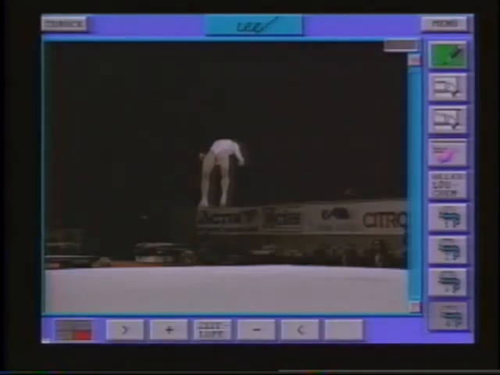Strong upper body forward lean on the landing, minus 0.1. One step, minus 0.1. In total, minus 0.35 to minus 0.4. E remains E. No bonus point for extra E.